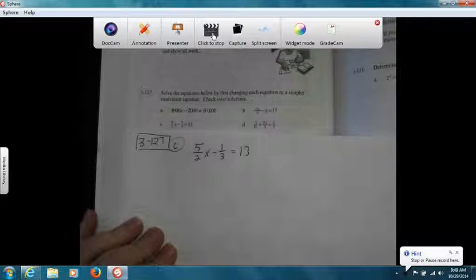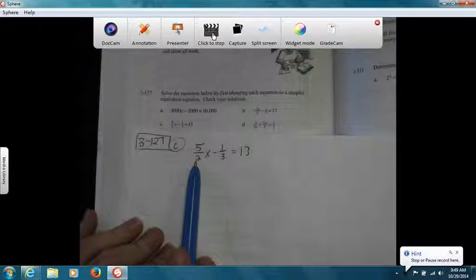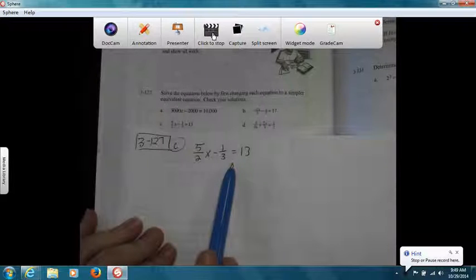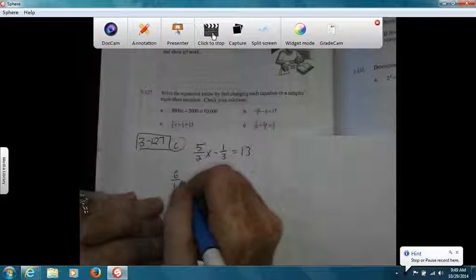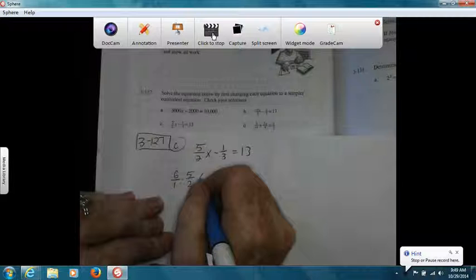I don't mind if you do it in 2 steps. Like, you can multiply it once by 2, and then again, after you get rid of that one, then you can multiply it again by 3, but if you multiply it by 6, yeah, just multiply it by 6, you're going to have better luck, because both of the fractions are going to disappear in one step.